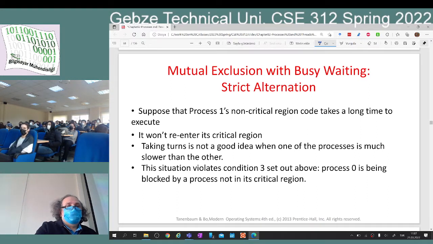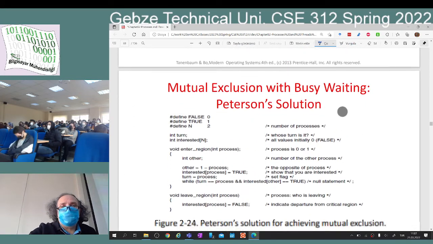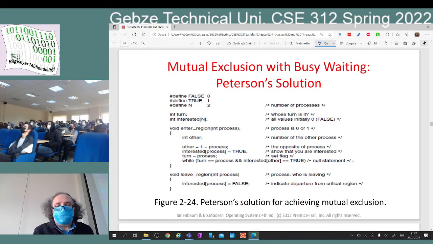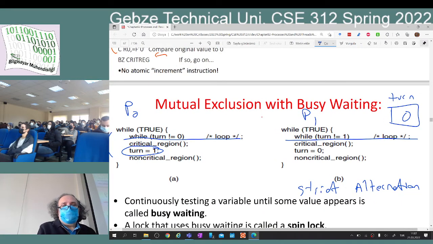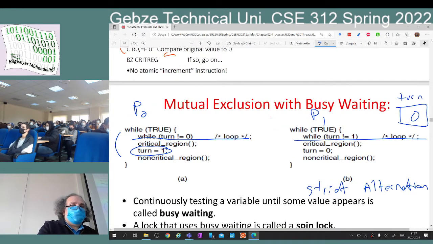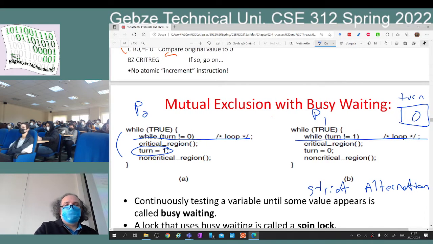Process 1's non-critical region takes a long time to execute, so it won't re-enter its critical region. So that's why we don't use that kind of solution. Somebody named Peterson found a software-based solution. It's called Peterson's solution, and it can be easily generalized into n processes. What are you going to do? If turn is not 0, wait, then make turn 1. If turn is not 1, wait, make turn 2. Then the third one makes turn 3, etc. The last one makes turn 0.